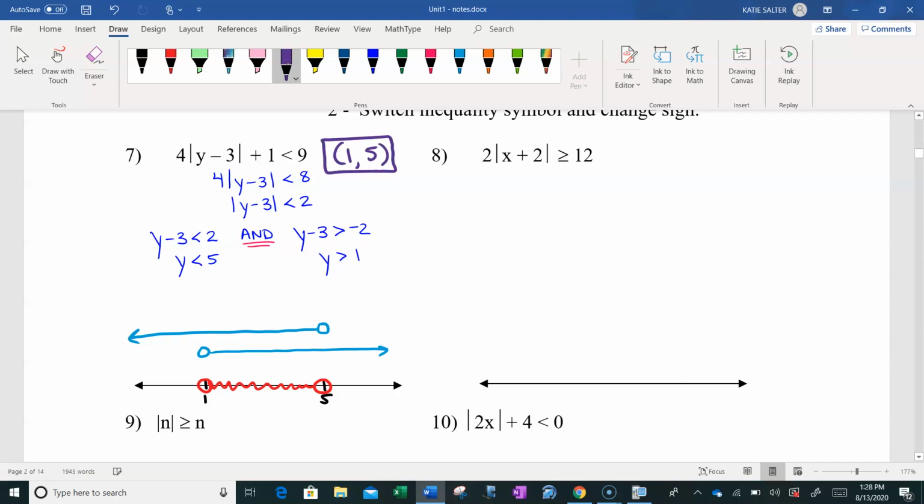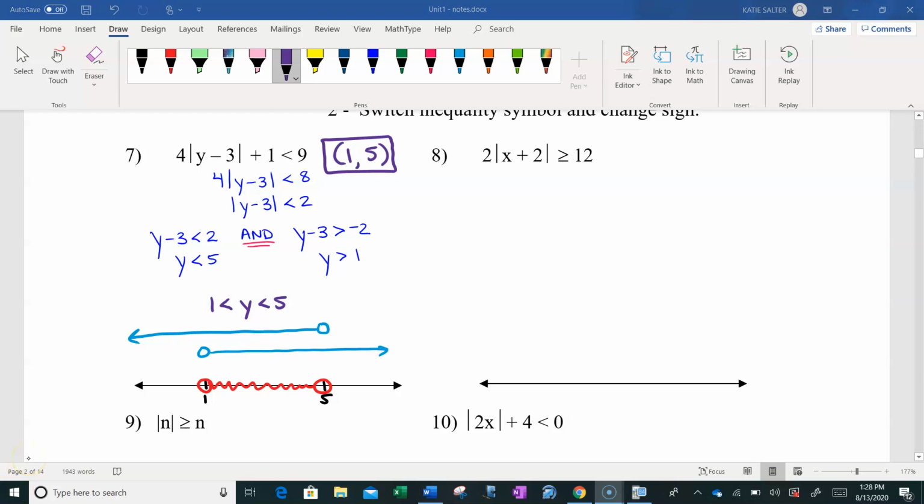And remember, we're going to use interval notation. You can also write your answer like this: 1 is less than y is less than 5. That's really what that means. But that's not how I want the answer. If you want to write it both ways for your understanding, that's fine. But we are going to be looking for your answer to be in interval notation.